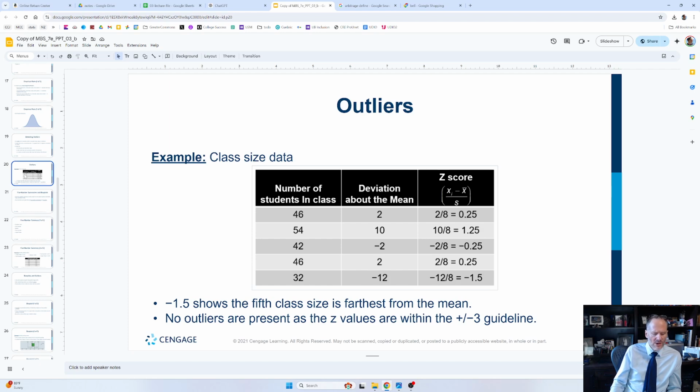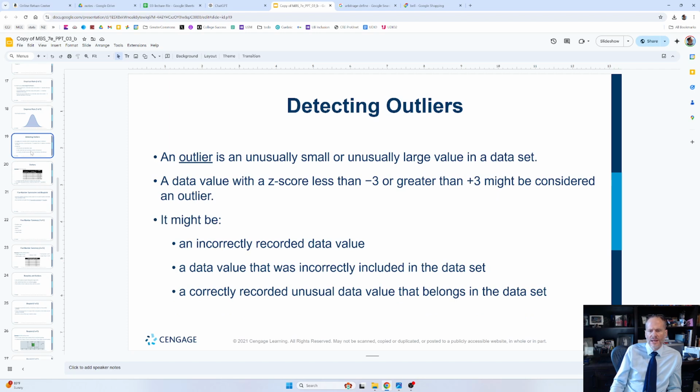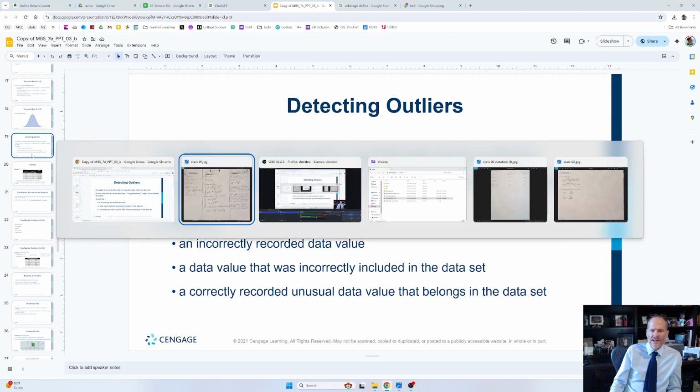And a z-score of 3 or more is a possible outlier, and that's kind of the rule. If something is 3 or more standard deviations away from the mean, then that might be a potential outlier. That's outlier.